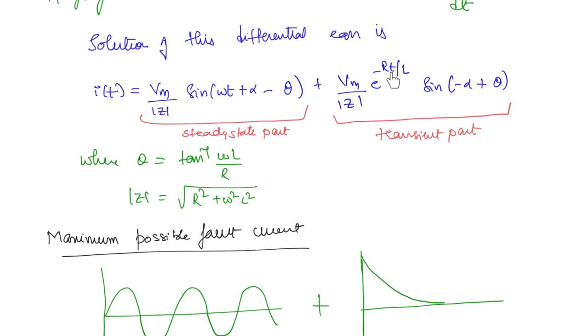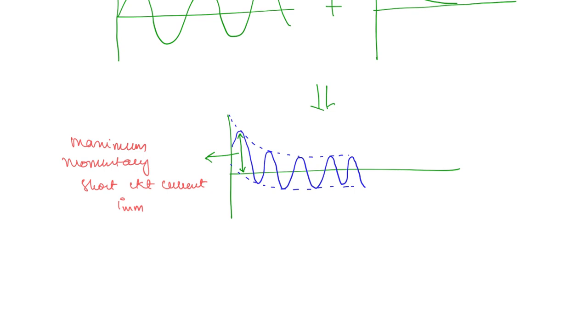When you substitute t is equal to 0, this value will be maximum, and the maximum value of this sine part, this is going to be what? Simply Vm by mod z. Now Vm by mod z will occur when this is 1, right? That means this part should be pi by 2, sine pi by 2, okay. So this maximum value will not occur at t is equal to 0. In fact here also, the maximum value is not exactly occurring at t is equal to 0, but very close to 0, okay.